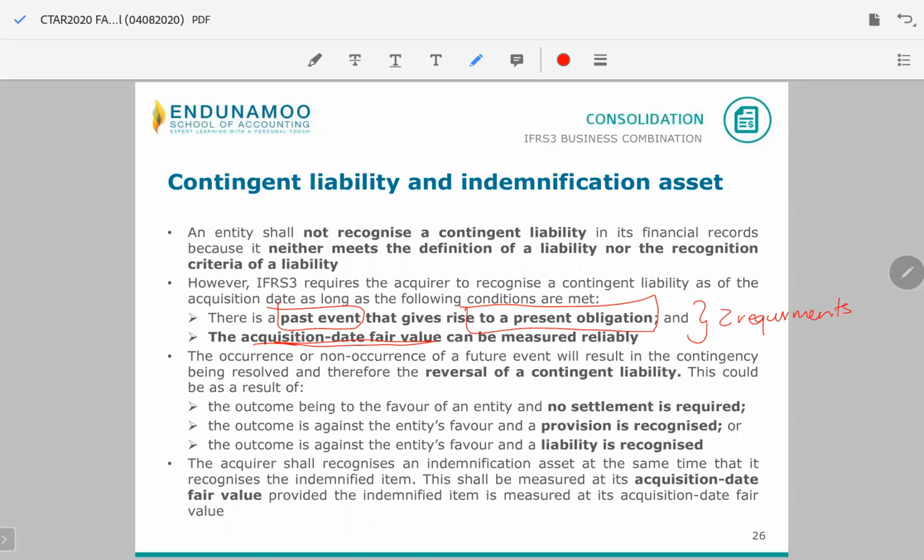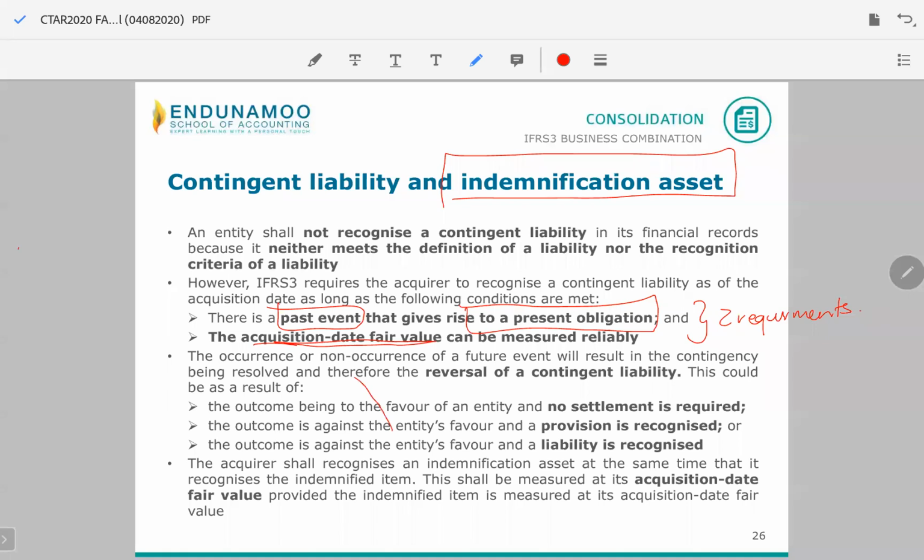So if they are not there, then do not recognize a contingent liability. And sometimes after recognizing a contingent liability, there is a need to recognize what we call an indemnification asset. And the standard says that an indemnification asset can only be recognized if the contingent liability is recognized. So you can never have an indemnification asset if you concluded that there's no contingent liability. So the two always work together, because the asset has to indemnify something that has been recognized. So if there is no recognition of the item, then there is no recognition of an asset as well. And that is what we are saying.